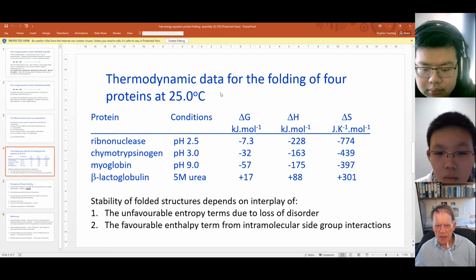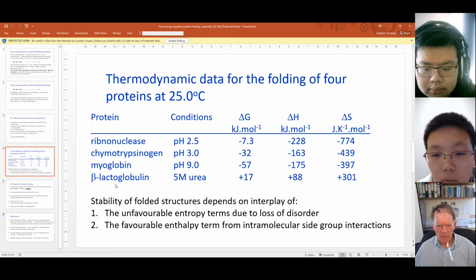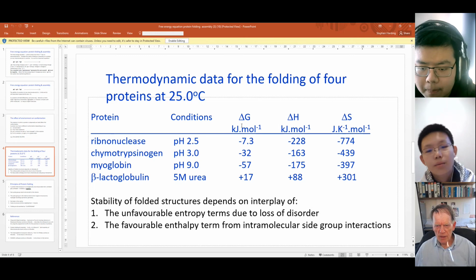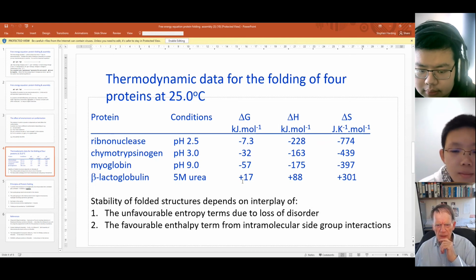Ribonuclease, so this is the data for the folding of these 4 proteins at 25 degrees centigrade, at pH 2.5. So let's take beta lactoglobulin here in 5 molar urea. So delta G is positive. Does that mean that the protein is folded or unfolded?